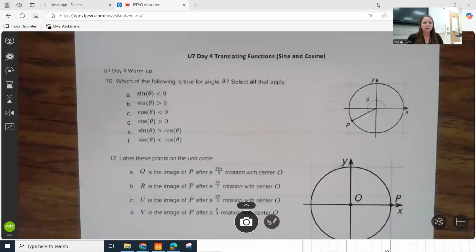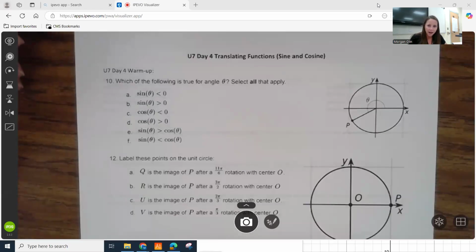All right, Unit 7, Day 4. We're still in trigonometry. Let's go ahead and start with our warm-up. These do come out of the workbook on various pages, but I just figured I would print them out for you. Which of the following is true for angle theta?